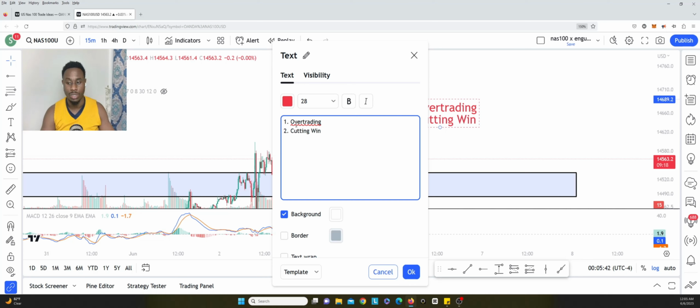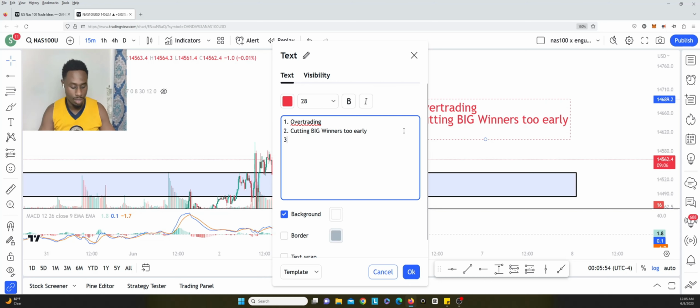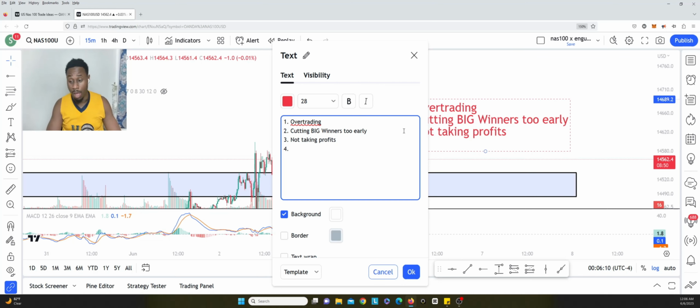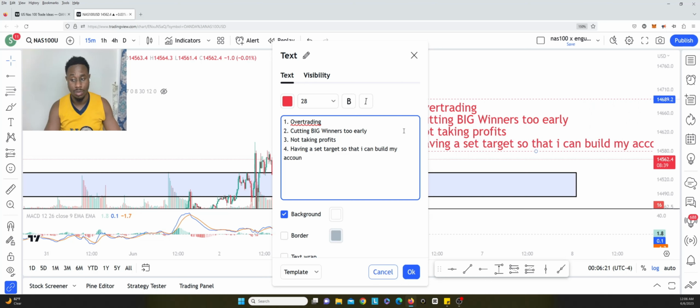Cutting winners too early. I would say cutting big winners too early, right? The third one is not taking profits. That's kind of an oxymoron, because if you always cut your winners, you're always making profits. But if you're not taking profits, you're taking losses essentially, right? So the fourth one I would say is having a set target so that I can build my account, right?